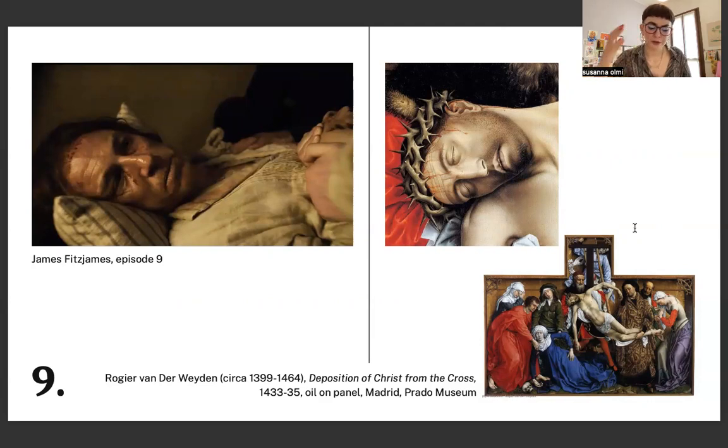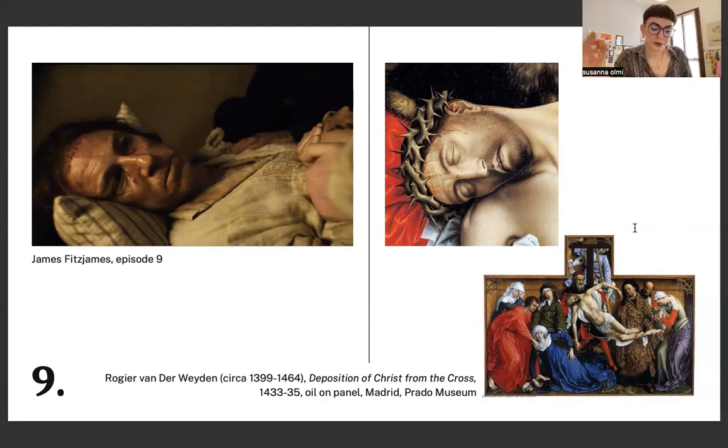There are many depositions and Pietà artworks that could have been used as a parallelism for this moment, but Rogier van der Weyden's Deposition of Christ from the Cross is a very unforgiving depiction of pain and death, just like James's last scene is, and this is why I chose it for a comparison, also because obviously the inclination of their heads is basically the same one.